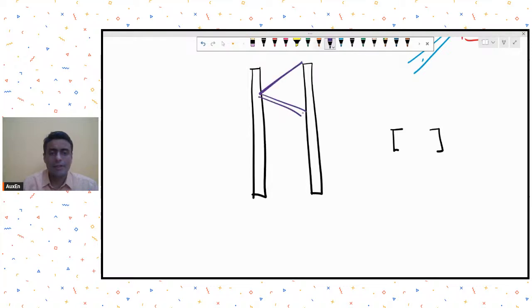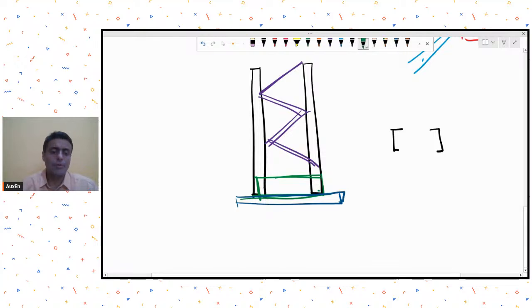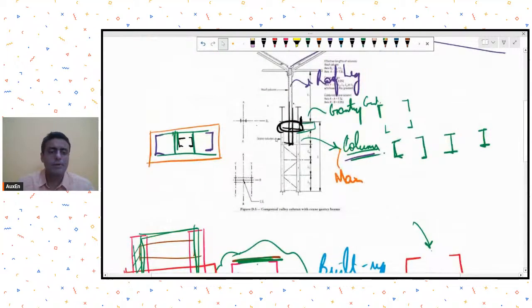So wherever this lacing system ends, the usual practice is that we will end by providing an end batten over here. Why so? Because this will also act as our stiffener for making this column to base plate connection. So yes, in the end, usually we do provide this end batten. Okay, all right.